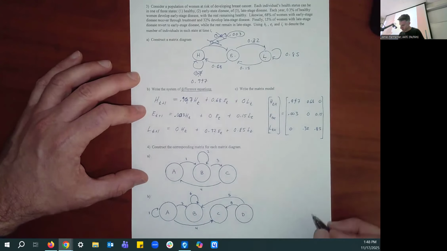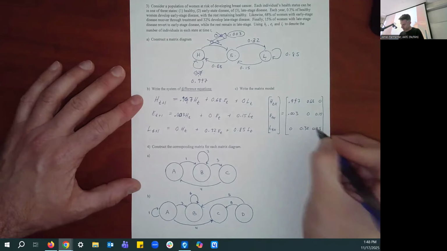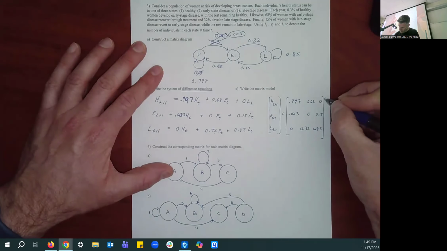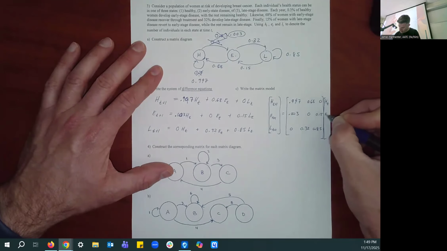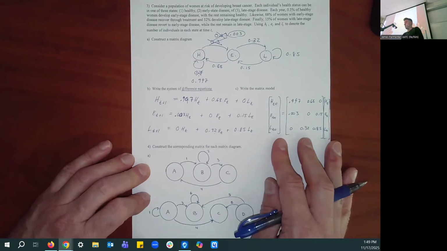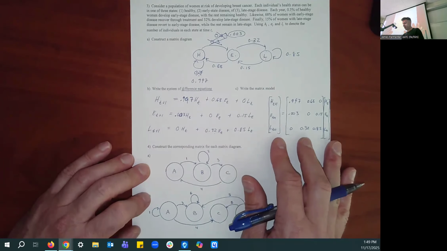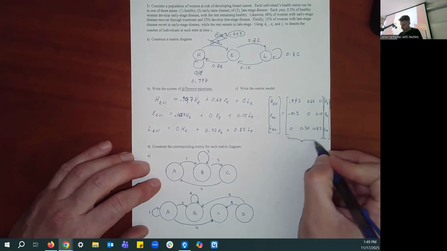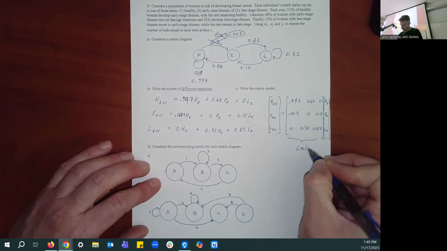for the third row, times what would be the HT, ET, and LT over here. So these two things I've written, this system of equations and this system of equations are exactly the same. But now we can see the Leslie matrix right there.